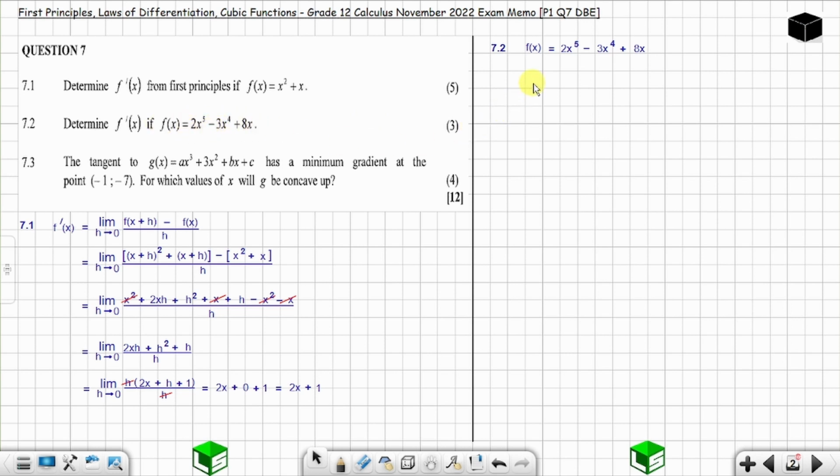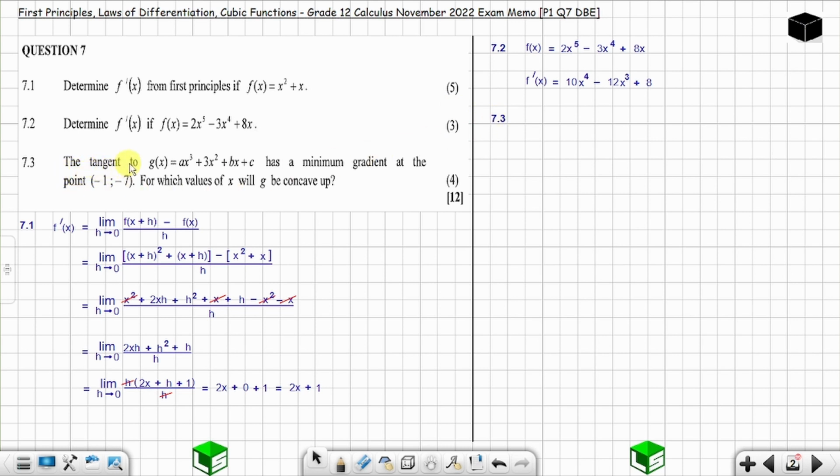Okay, so f prime of x is equal to 5 times 2, it's 10, x to the power of 5 minus 1, which is 4, minus 4 times 3, which is 12x to the power of 3 when you subtract 1 from the exponent, plus 8. Okay, this is the final answer. If you are still struggling on how to use the laws of differentiation, please check lesson 2 of 6 on calculus grade 12. Okay, now let's move on to question 7.3. 7.3.